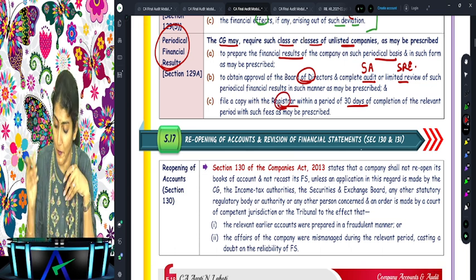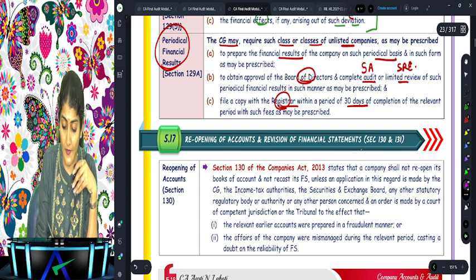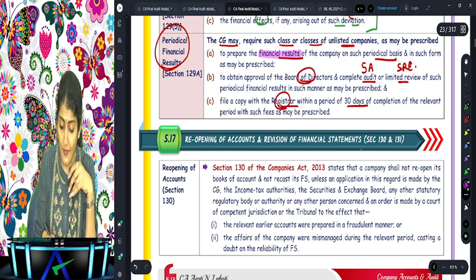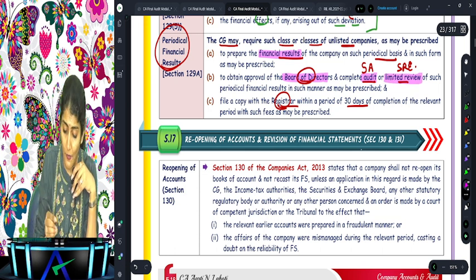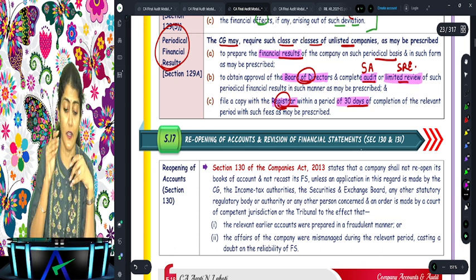Are you getting it? So what if you are not listed? It says still prepare your financial results, get them approved by the board of directors, get an audit or an LR done, and also file a copy with the ROC within 30 days.